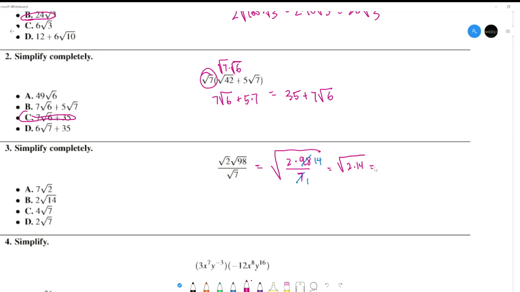There's a 2 times 2, right? So this is 2 times 2 times 7, right? So 7 is the only thing left in the radical, so you get 2 radical 7. Okay, does this all look familiar? I mean, it should, right? Because we've been doing radicals in chapter 8 as well.